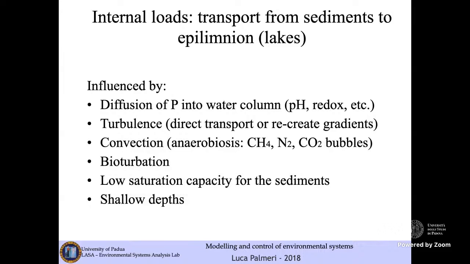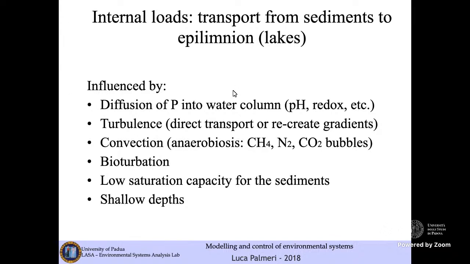You may remember one of the first models we have seen, a lake model in which we tried to describe an eutrophication process whose currency was phosphorus. So we may have diffusion of phosphorus into the water column that is controlled by pH condition or redox potential, and so on. Turbulence may cause direct transport or recreate phosphorus gradients. Convection processes like bubbles, bioturbation. Bioturbation is living organisms that move sediments.